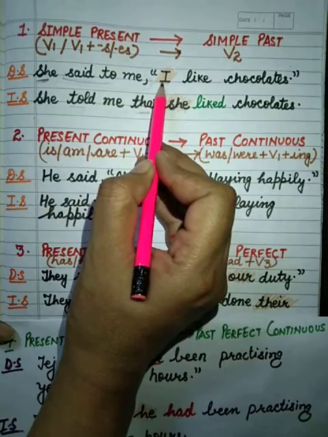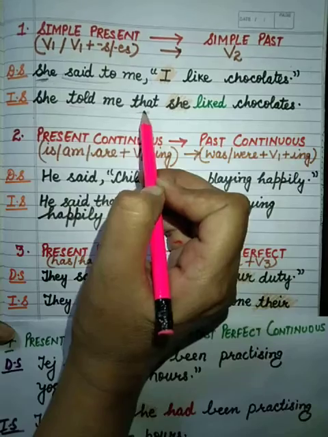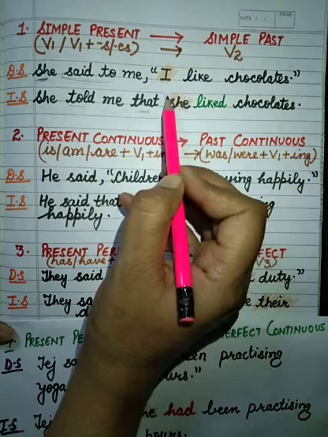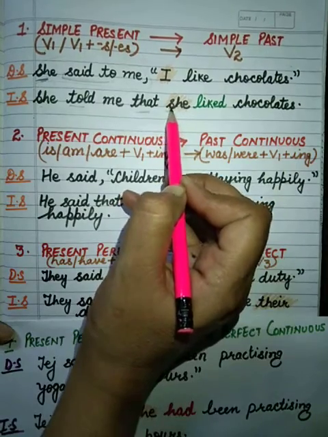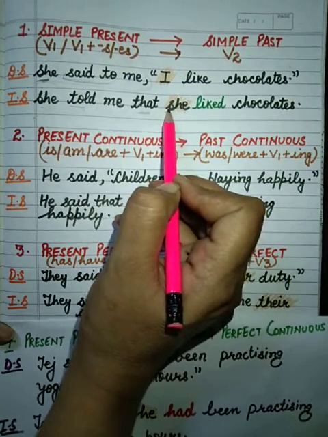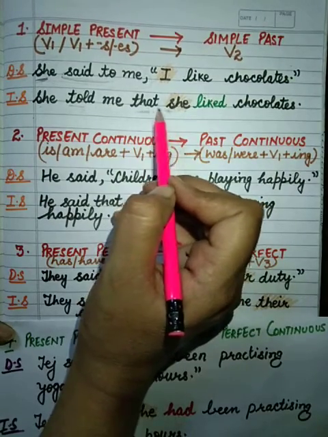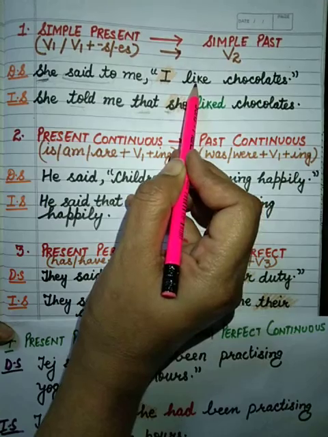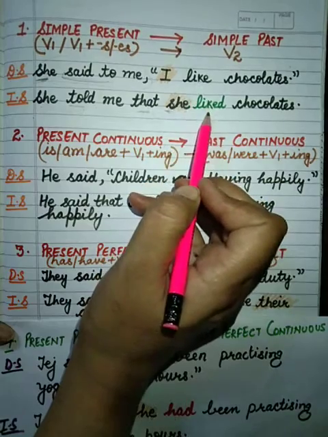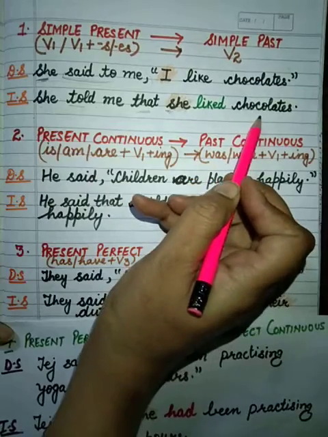One more thing here, sentence starts from I like chocolates, but we have used the conjunction. Now it starts from here, so sentence is not starting from here, so it should be small letter. She s should be small. So whenever you do this in indirect speech, everywhere after that it should not be in capitals. Okay? She told that she liked. Like is first form of verb. It changes into second form of verb. Simple present changes into simple past. Okay? She told me that she liked chocolates.